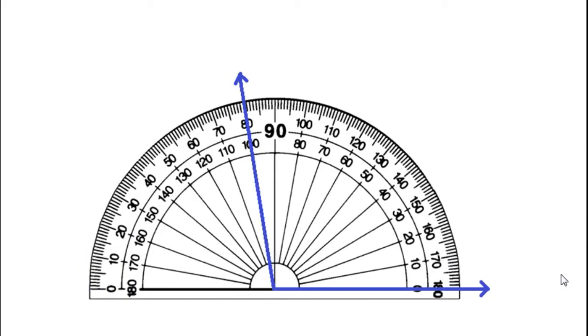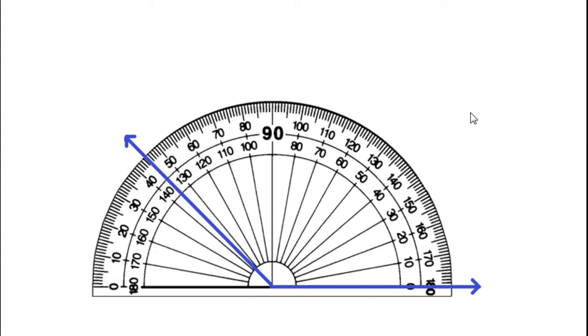How much angle is it? Hurry up, quickly evaluate it. It is greater than 90. Our blue line is going beyond 90 degrees. So how much angle is it? It is 100 degrees. Clear? So another example.